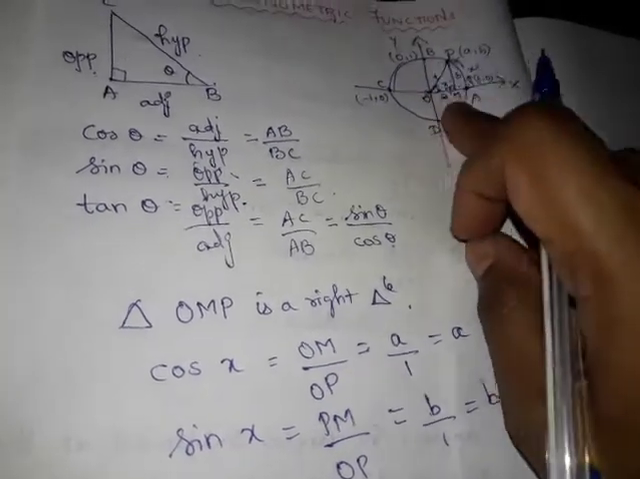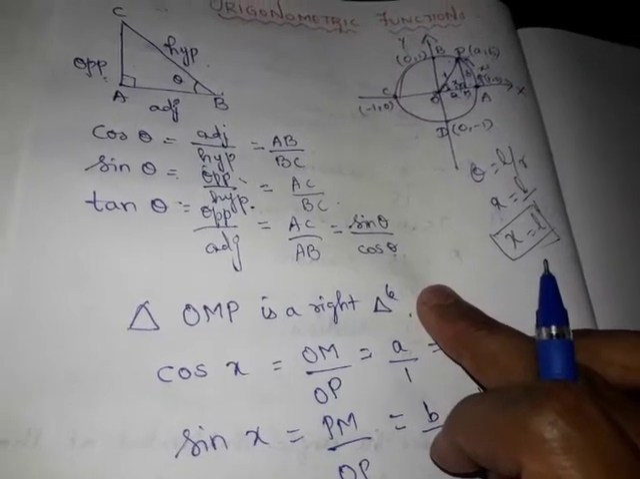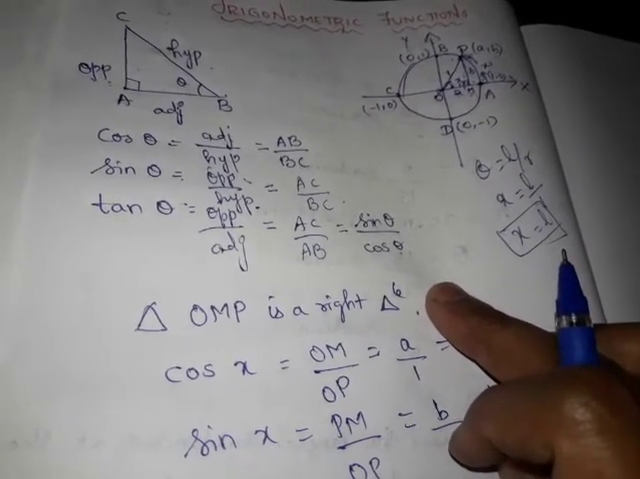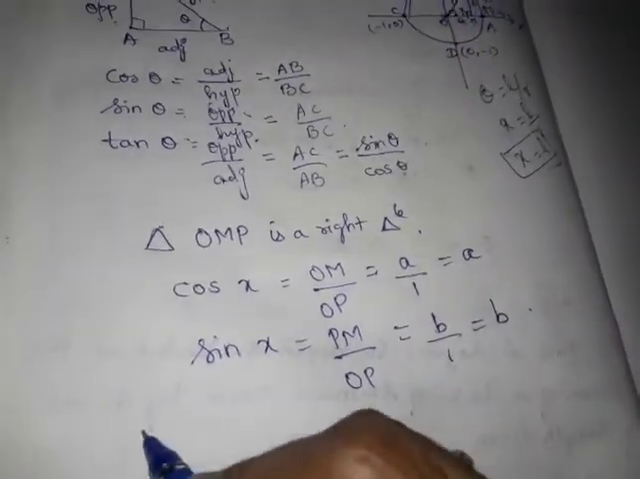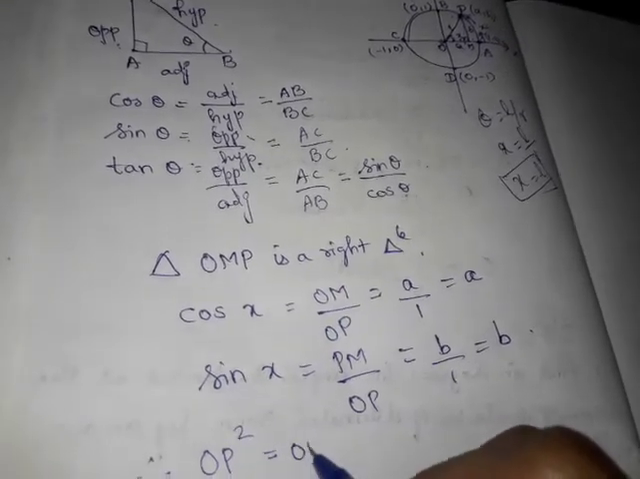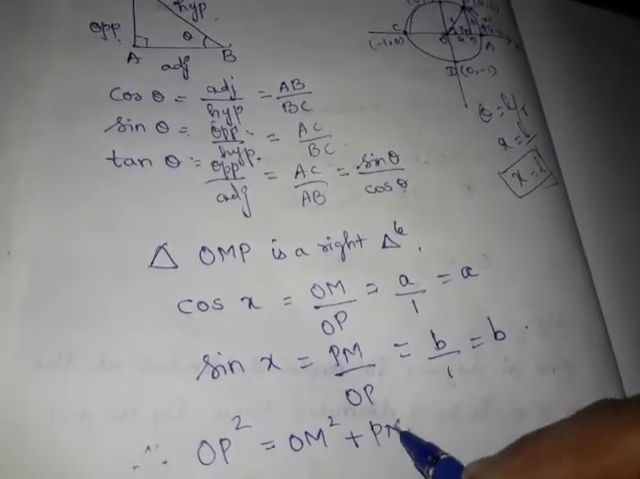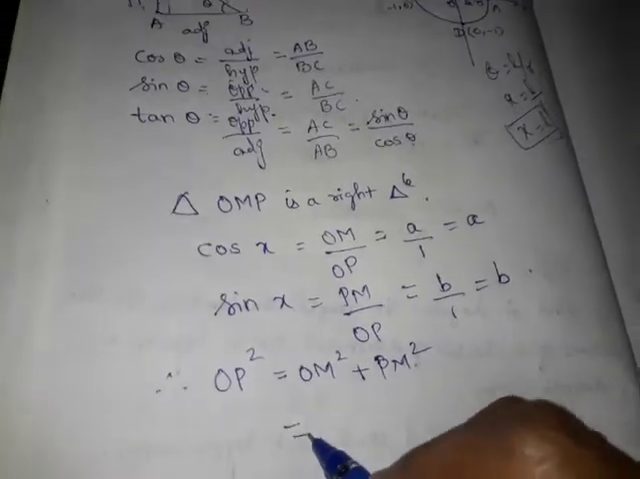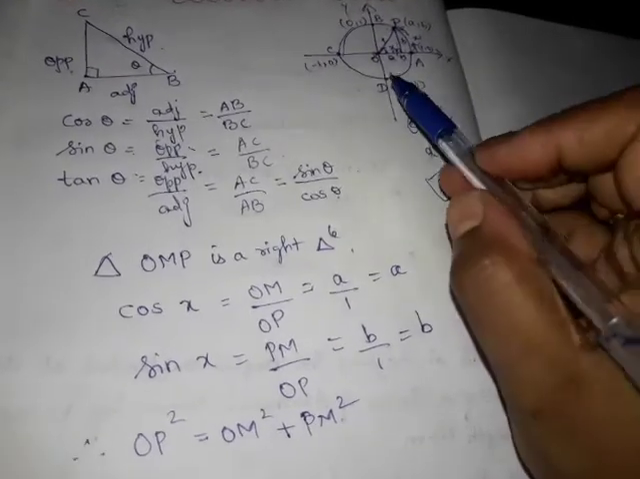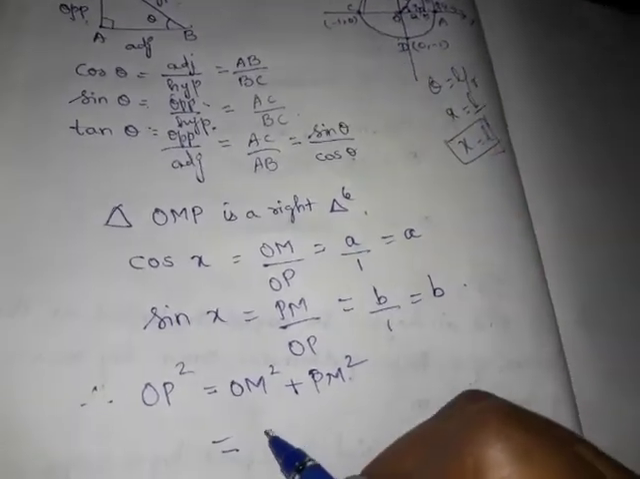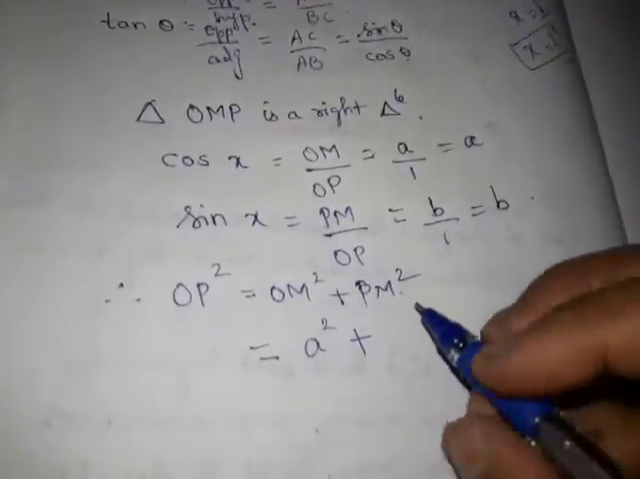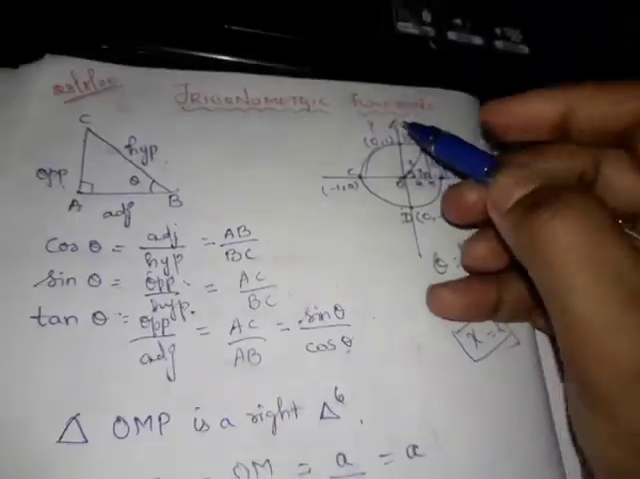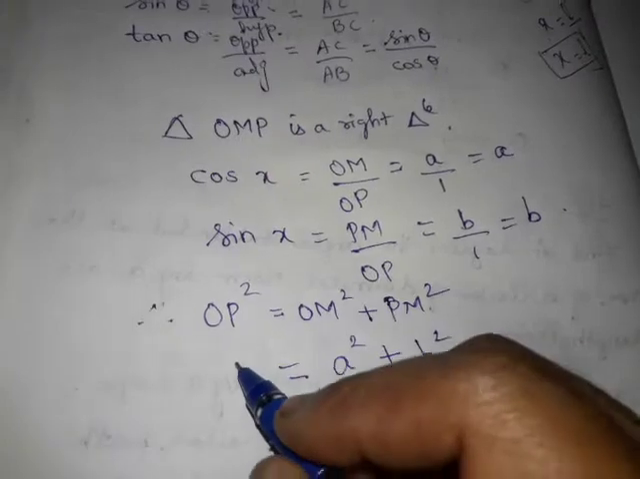But if you see OMP, which is a right triangle, what do you know? In a right triangle, by Pythagoras theorem, hypotenuse square is equal to the sum of the squares of the other two sides. Therefore, OP square equals OM square plus PM square, right? OM is A, so I can write A square, plus PM is B, so B square. OP is 1, so I can write 1 square.